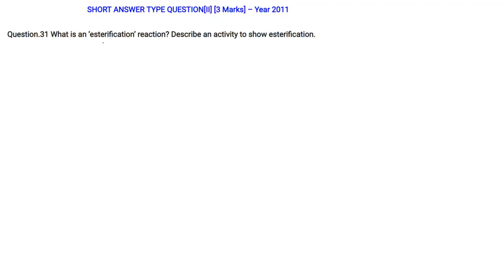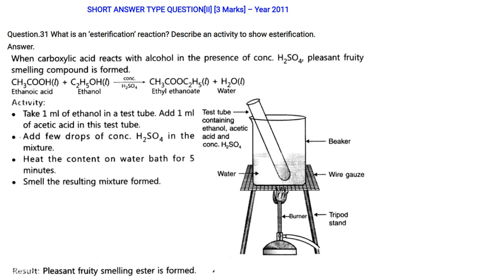What is an esterification reaction? Describe an activity to show esterification. So when a carboxylic acid reacts with an alcohol in the presence of H2SO4, there is a pleasant fruity smell, and that compound is an ester. Ethanoic acid reacts with ethanol in concentrated H2SO4 to give you ethyl ethanoate, which is what we are talking about. So let us take an activity.